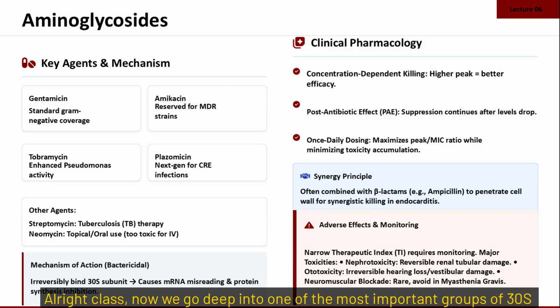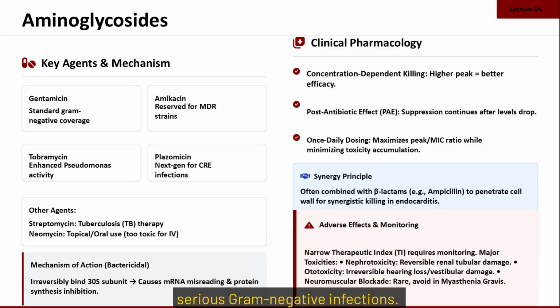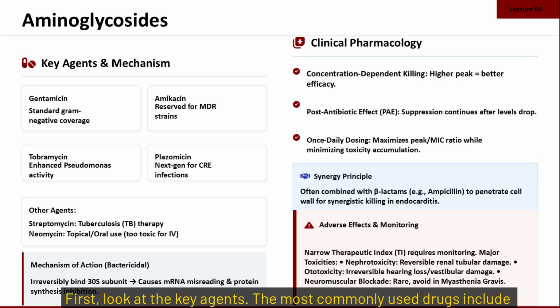Alright class, now we go deep into one of the most important groups of 30S inhibitors, aminoglycosides. These are very powerful drugs, mainly used in serious gram-negative infections. First, look at the key agents. The most commonly used drugs include gentamicin, amikacin, and tobramycin.